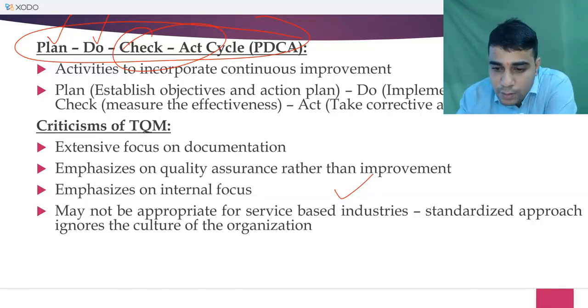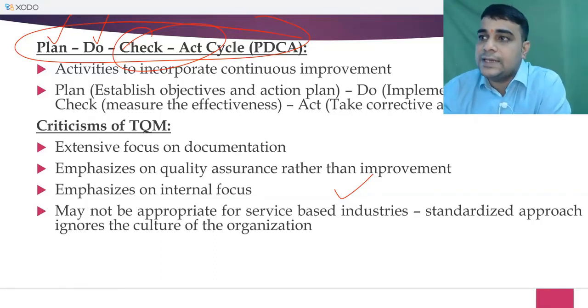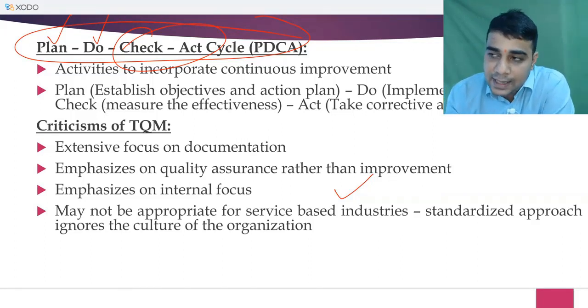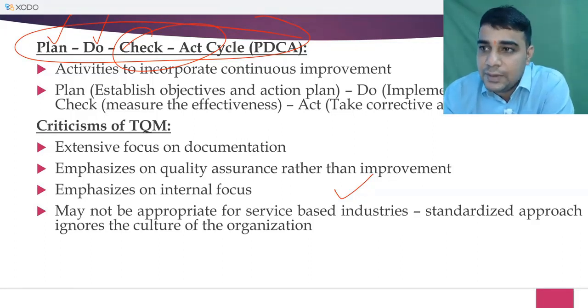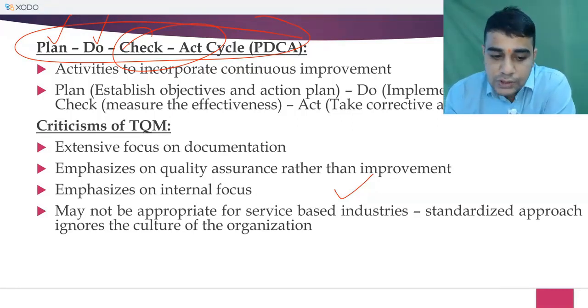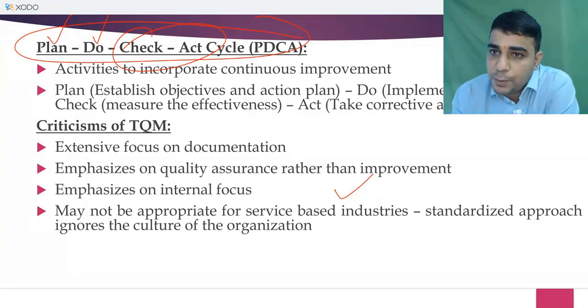Extensive focus on documentation is another criticism. I don't see this to be a bigger issue because that is a need for most techniques, but it comes as part of the criticism, because a case study may ask what the criticisms are or why TQM is not to be implemented by an organization. Then, emphasis on quality assurance rather than improvement, where you are trying to ensure that quality is there rather than improving it. Again, I don't see this to be a bigger issue because it does focus on continuous improvement. Continuous improvement is there through Kaizen costing, so you will see continuous improvement.